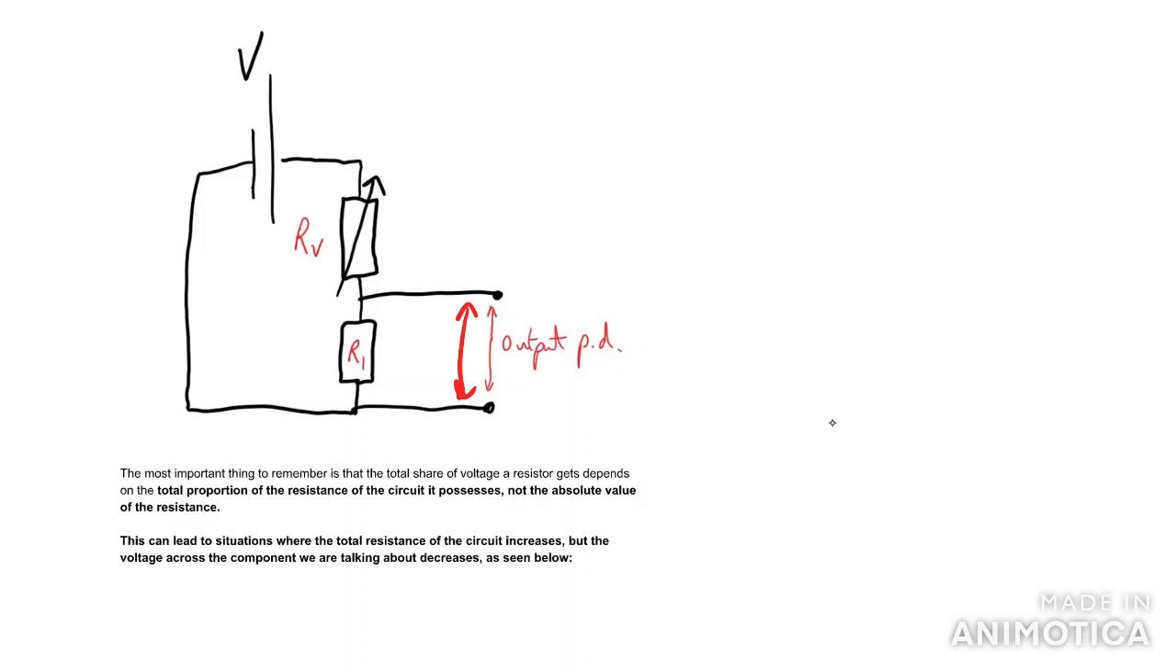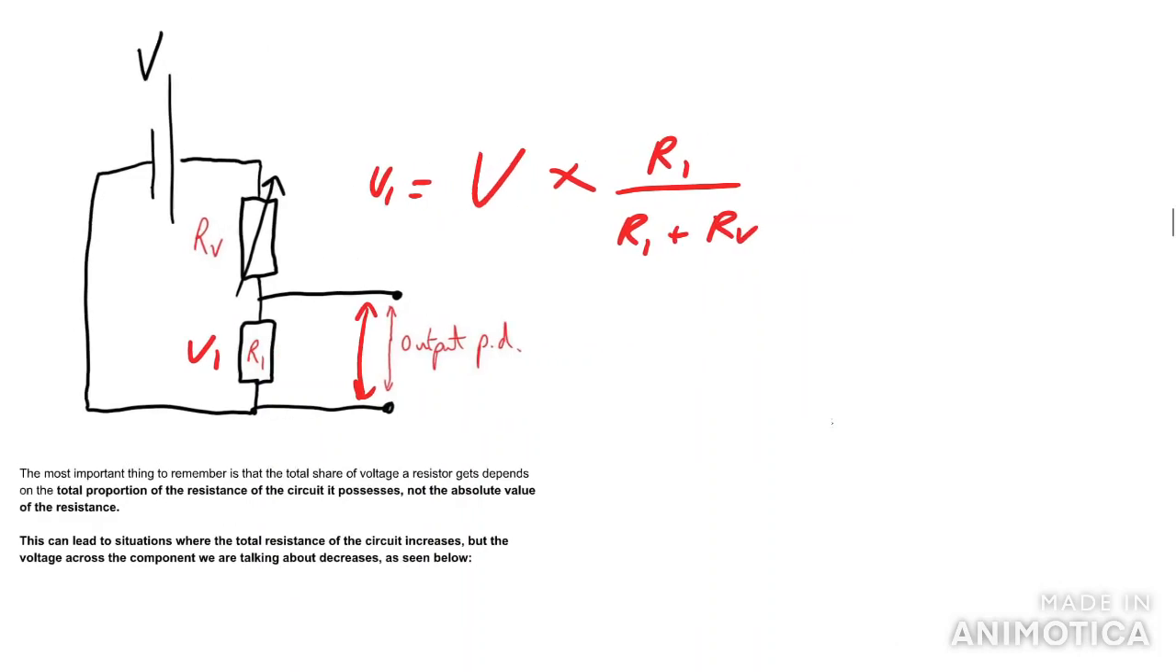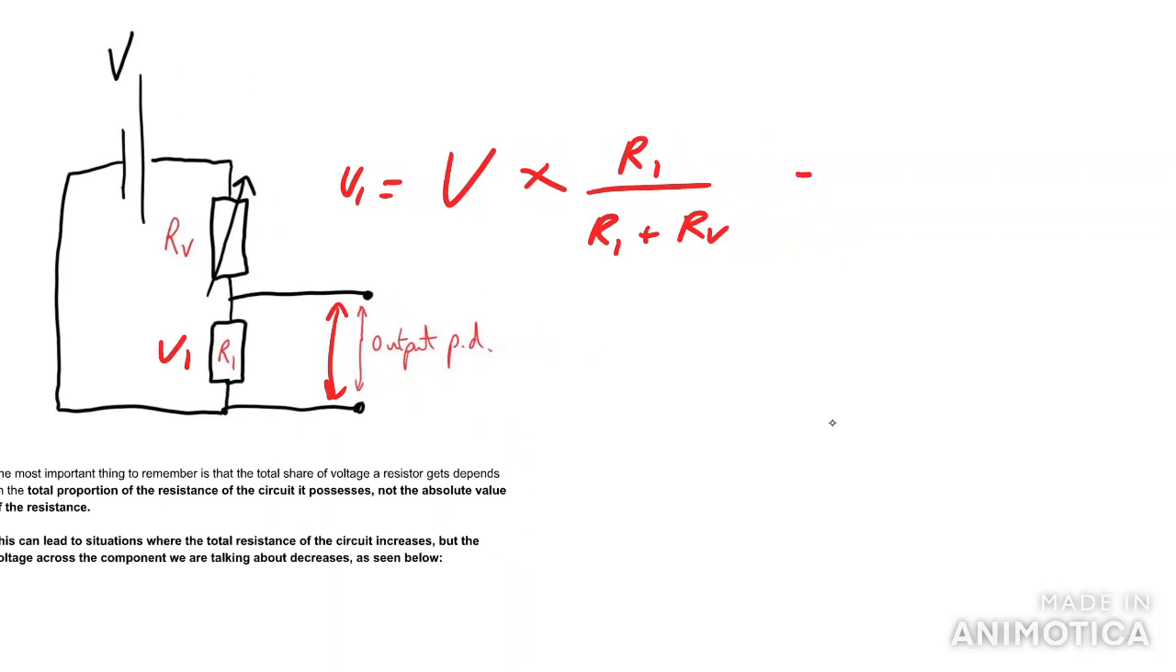let's talk about it the other way around. The voltage across R1, E1, will simply be equal to the total voltage supplied times the share of the resistance it has. So R1 over R total, which is R1 plus RV. And just to make this clearer, we could also divide both top and bottom by R1, and we get V over 1 plus RV.